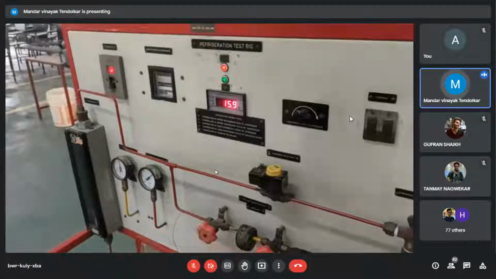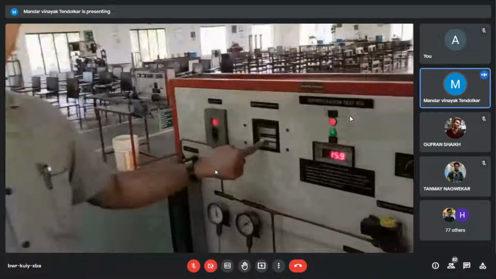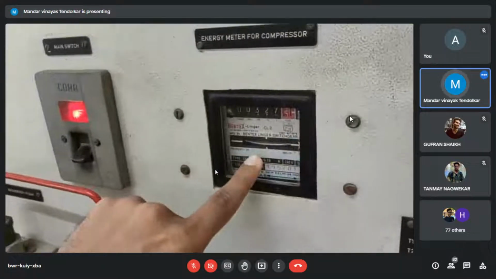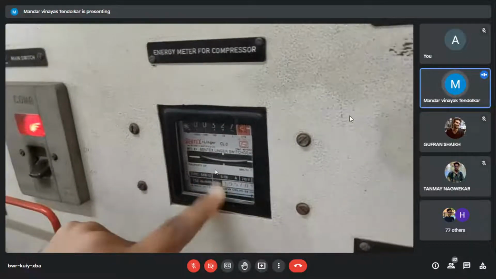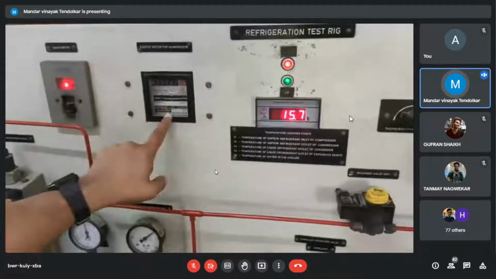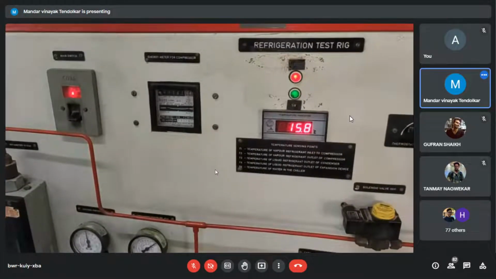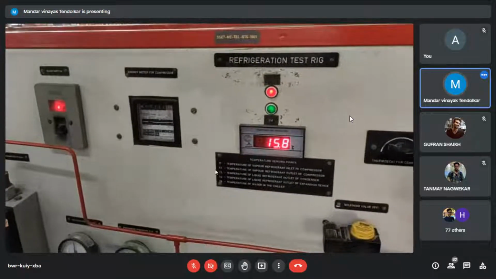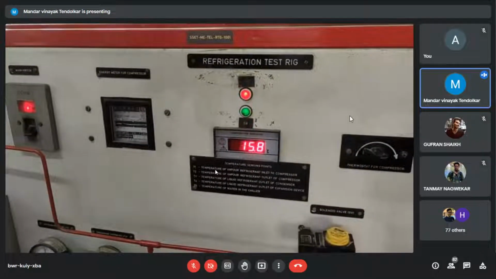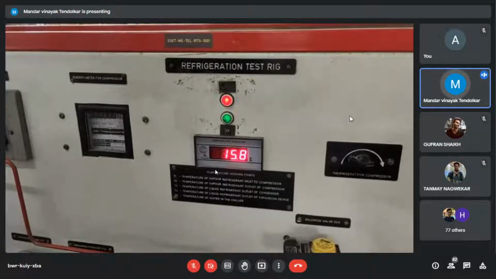For the calculation of work done, we need to note down the energy meter reading. Here we can see the energy meter, and the energy meter constant is available. By using this energy meter constant and the reading for the time taken for 5 revolutions, we will be getting the compressor work input. Right. So by this calculation, refrigeration effect by work done, we get the actual COP, and the aim of the experiment is to compare this actual COP with that of the theoretical COP.